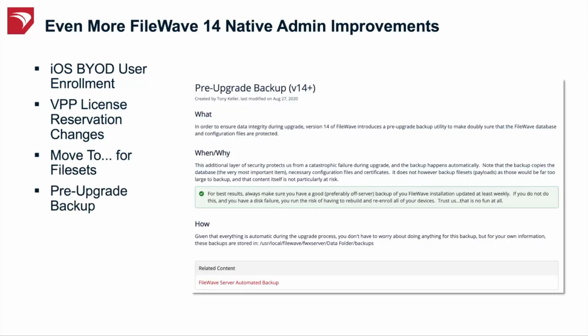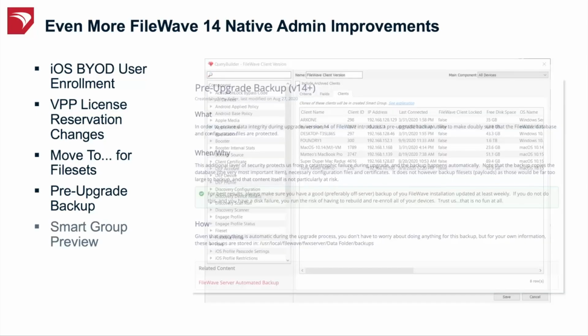We've also got a pre-upgrade backup built into version 14 and all versions going forward. Now, this isn't to say that you don't need to back up your own environment before you do an upgrade, but it is a safety net. It does not back up file sets, but it does back up the database, credentials, etc., the things that are absolutely not recoverable. So that automatically happens now during the upgrade process, and we purge those over time, so you only have the most recent ones. So that is there as a safety net in case we run into problems.